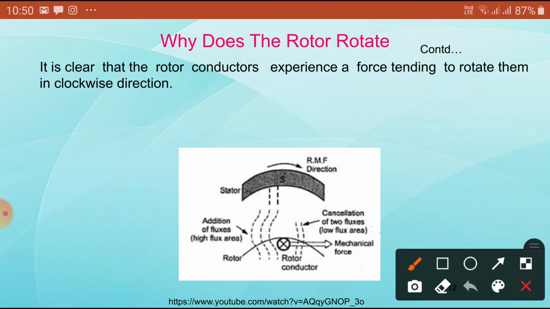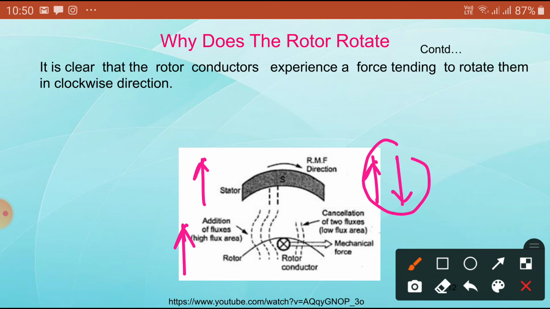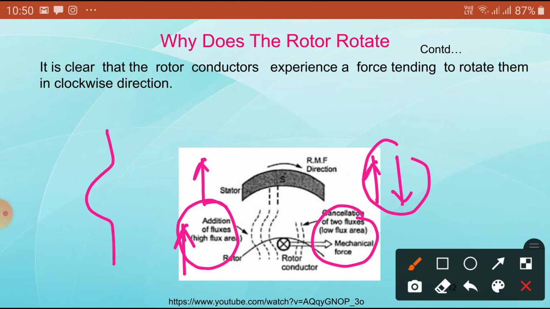Here is the RMF direction and the rotor direction. RMF is in this direction, but the rotor field direction is this direction. So what will happen? In this case, there is cancellation of the two fluxes, a low flux area here, whereas here there is addition of fluxes, a high flux area. The lines of force are always stretched lines, as you can see here.